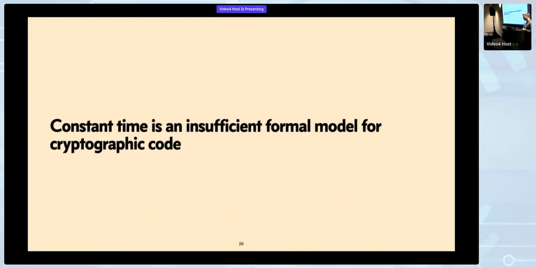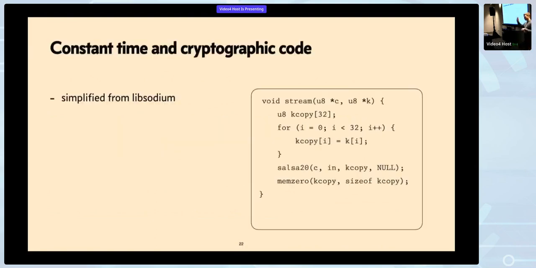Returning to our thesis for this talk, let's take a look at the end of this. We say constant time is an insufficient formal model for cryptographic code. So what is cryptographic code? Let's take a look at a slightly more real function, which was simplified from the libsodium library. This is part of the stream cipher implementation using salsa20 underneath.